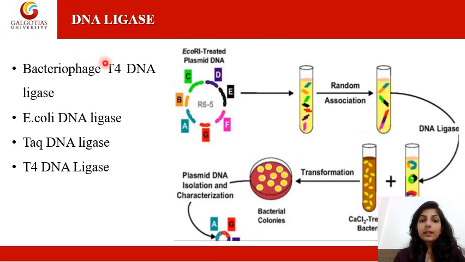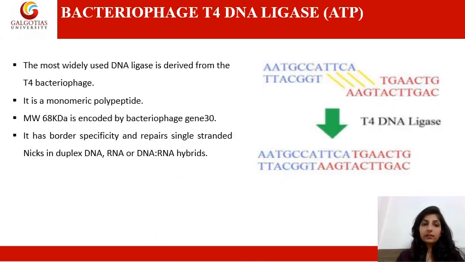Now the functioning of DNA ligase. We have bacteriophage T4 DNA ligase, E. coli DNA ligase, Taq DNA ligase and T4 RNA ligase. So these are the types of DNA ligases. This is your E. coli treated plasmid DNA. Then first is the selection, then comes random association. These fragments will randomly associate. Then comes the step of DNA ligase. This is the calcium chloride treatment. Then comes bacterial colony formation by means of transformation. Here, plasmid DNA isolation and characterization.